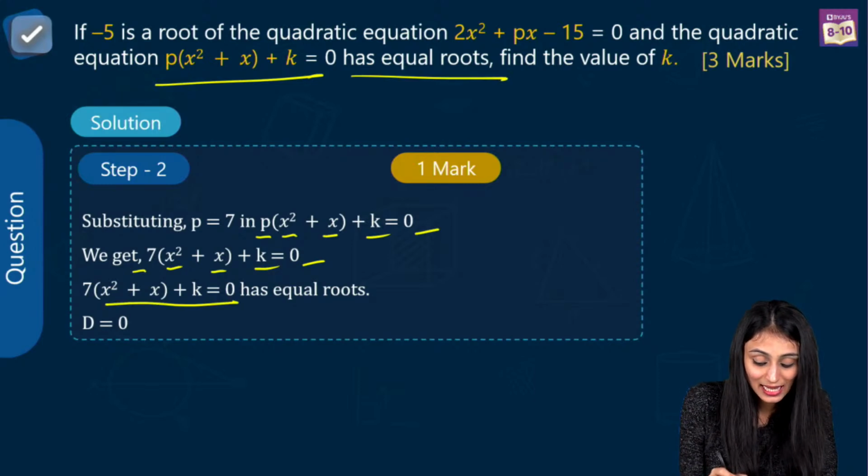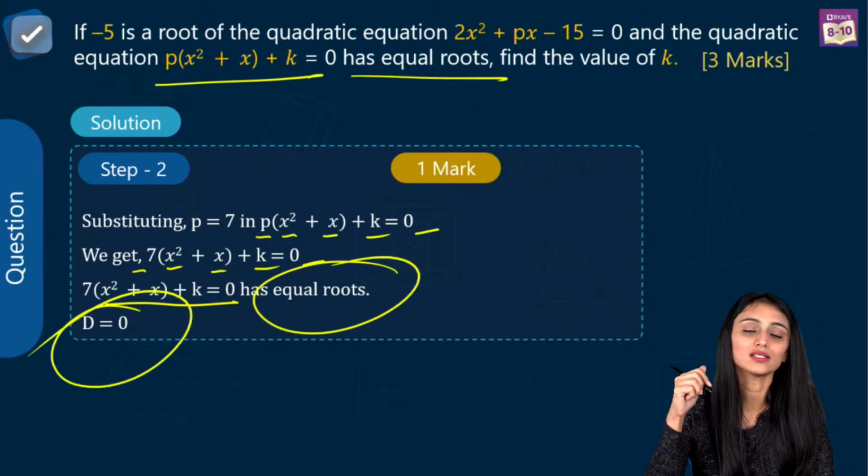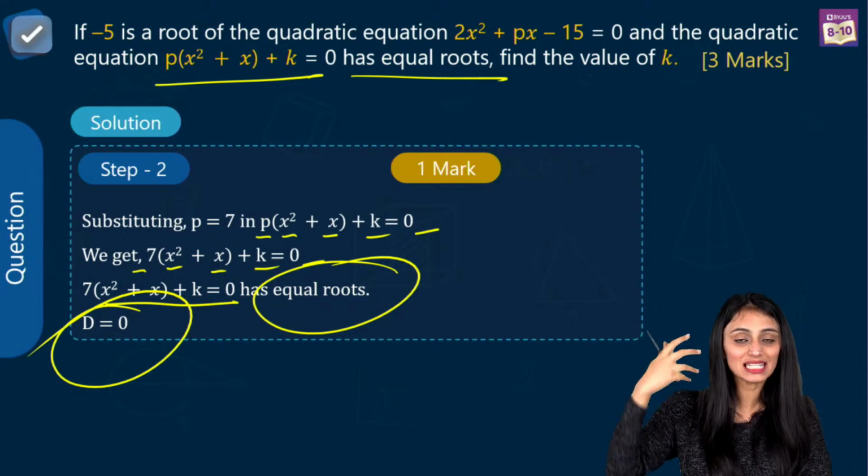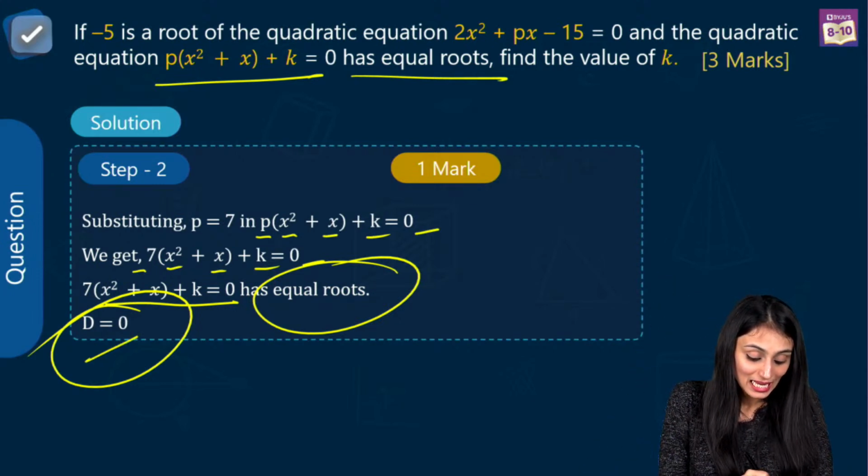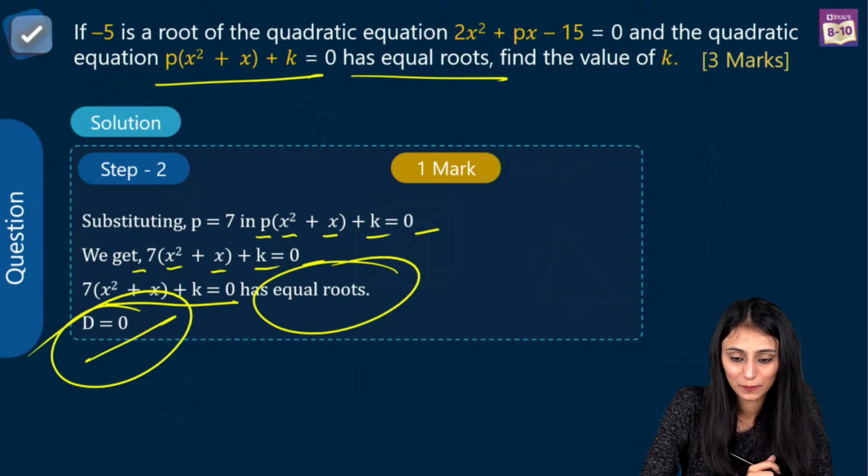So the question says that it has equal roots. What does that mean? See, hints are already given in the question. There are always keywords that you need to look for. Equal roots means D would be 0, right?